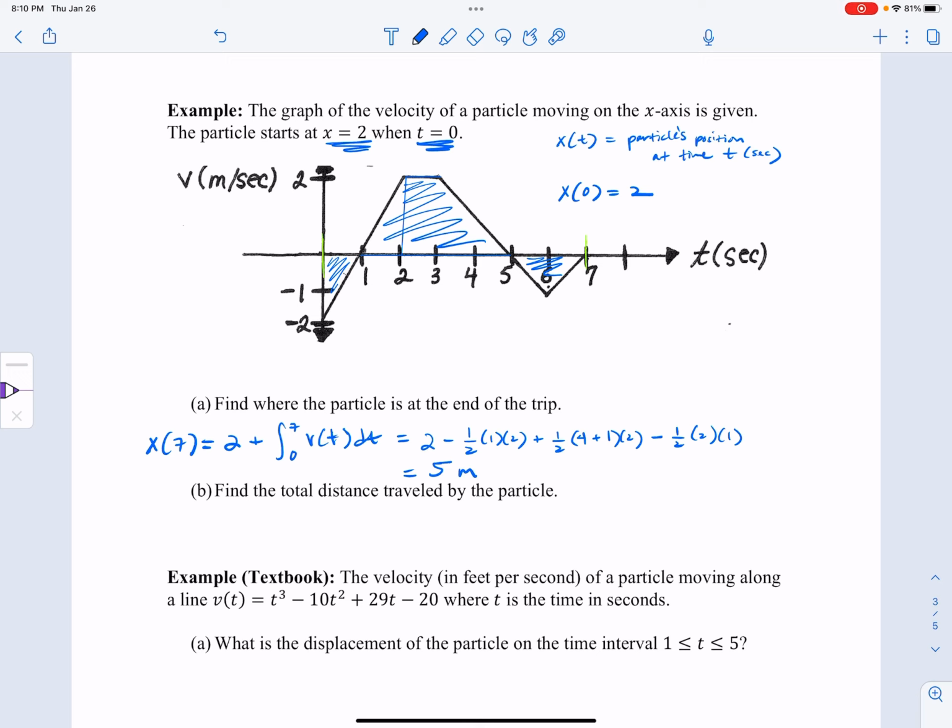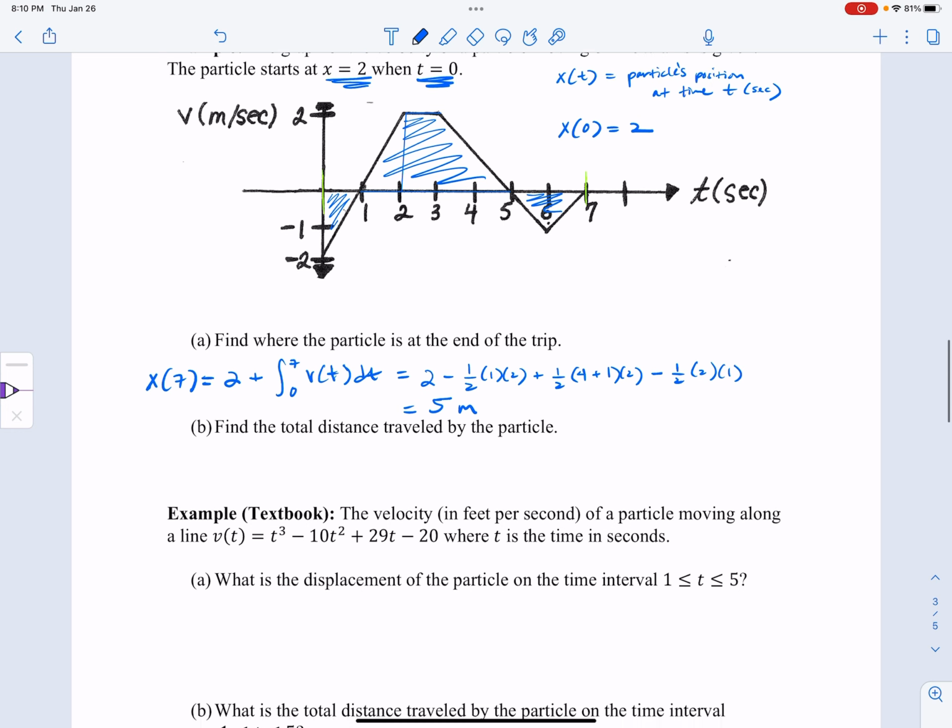Oh, and it looks like distance is being measured in meters.